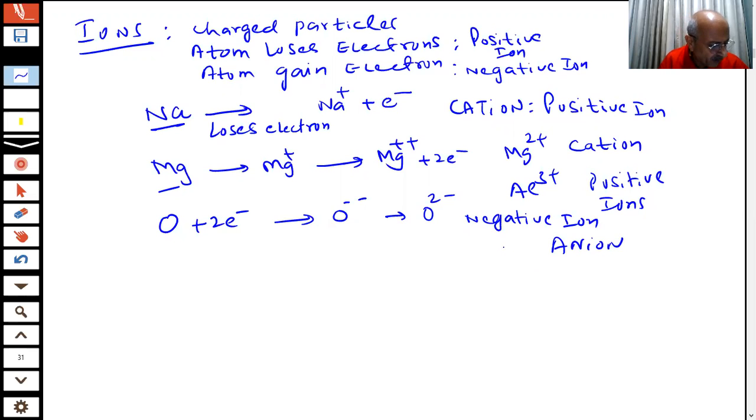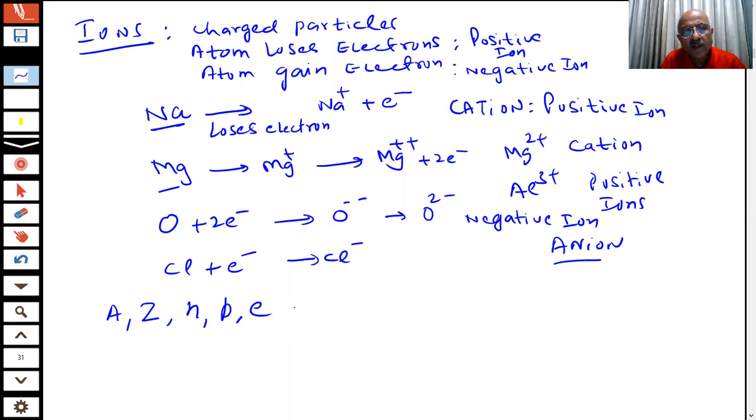So there are two types of ion, students. Gain of electron: if I have Cl and it gains one electron, then it becomes Cl-. This is a negative ion. Negative ions are called anions, students. So we will experience ions, negative as well as positive. So you are now becoming familiar with certain things which I talked about: A, Z, neutrons, protons, and electrons. These terms are becoming clear to you, students. We are likely to use them.